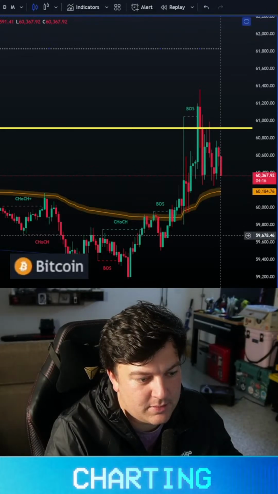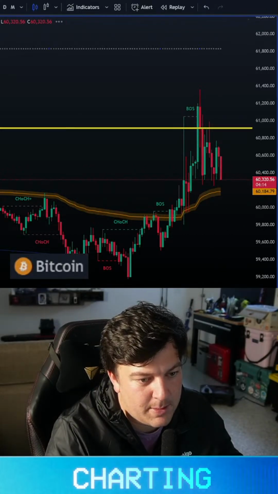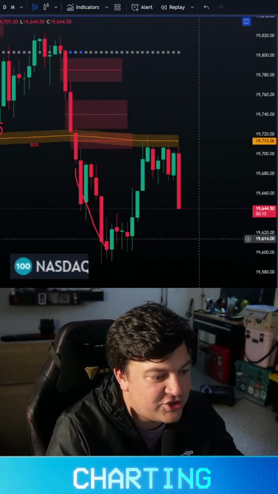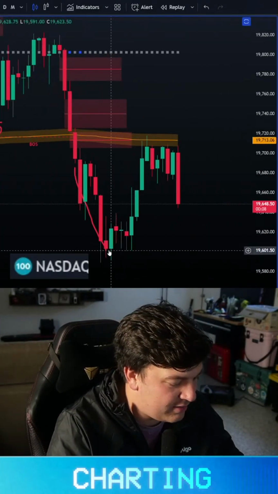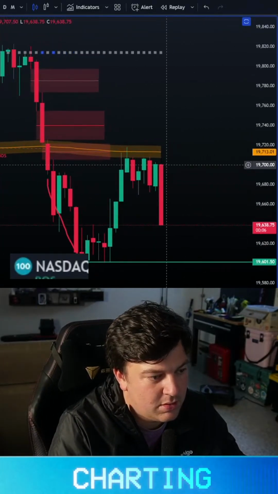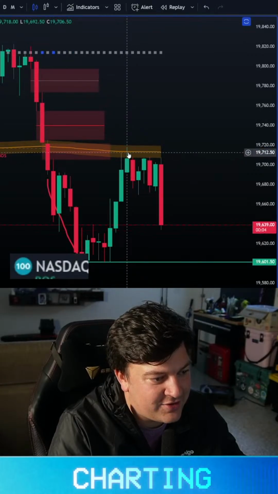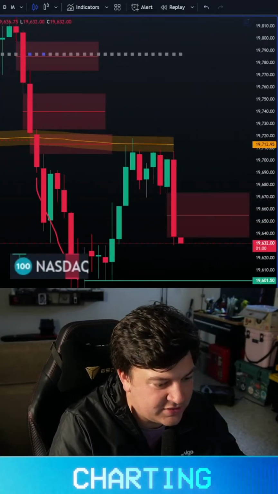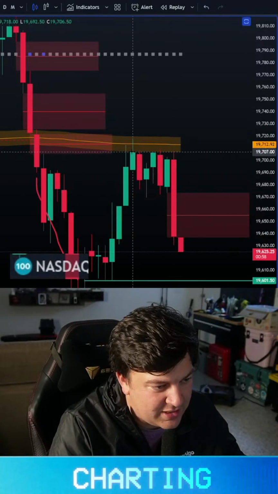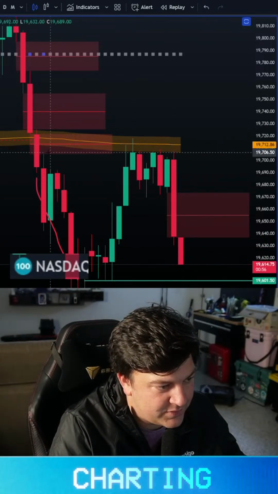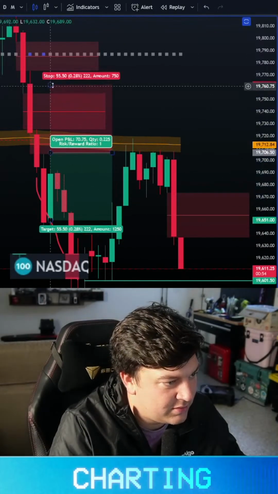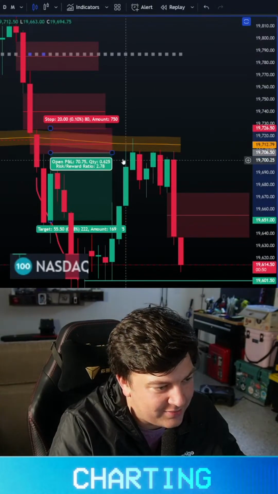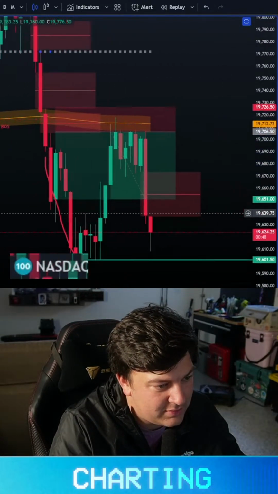Let me go back to the NQ. There you go. Your target would be down here. After that, you enter and put your stop right above. This is where you would put it. Always put your stop right above the candle that made that imbalance. So it'd be like this.